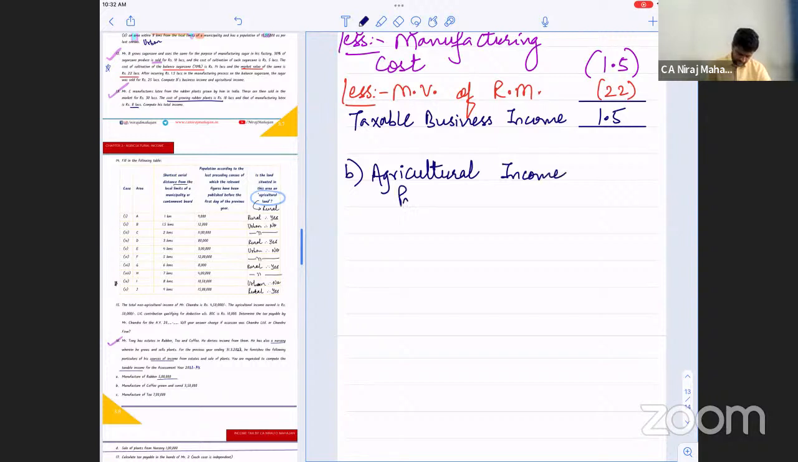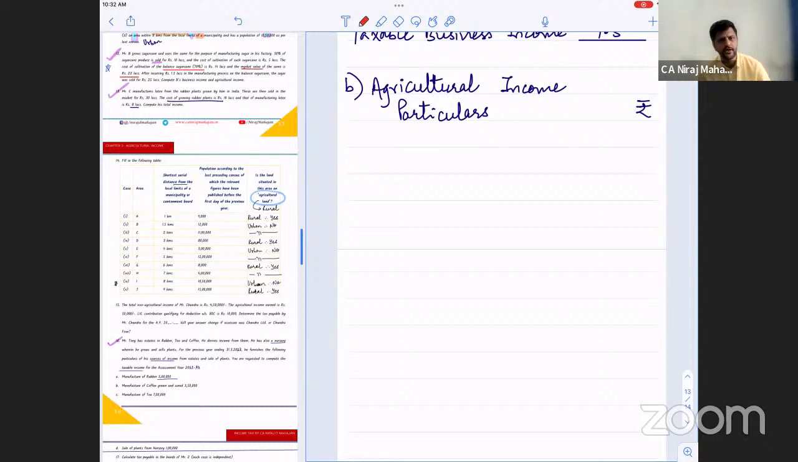Again, particulars, rupees. Input cost for sugar is selling price or output price for agri. Input price for business income is output price for agri. Are you getting my point, everybody? So now what should I write? Should I write again income from sale of sugarcane? No. It is just market value of sugarcane.